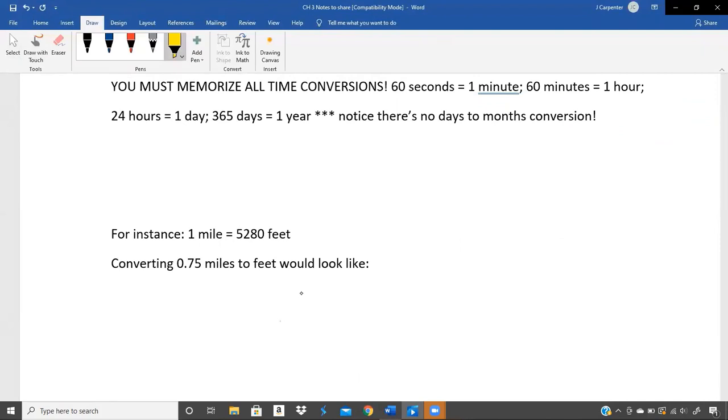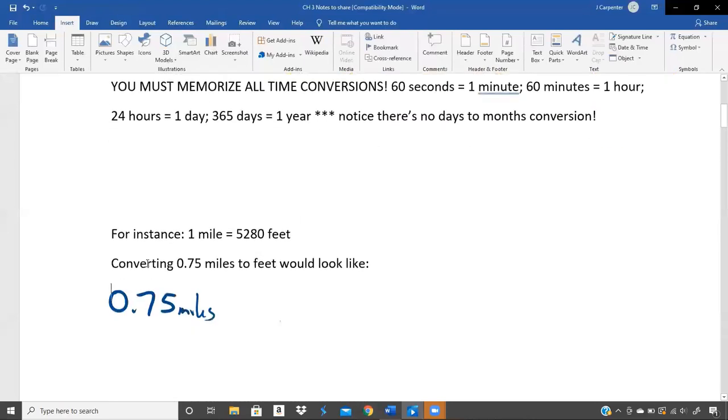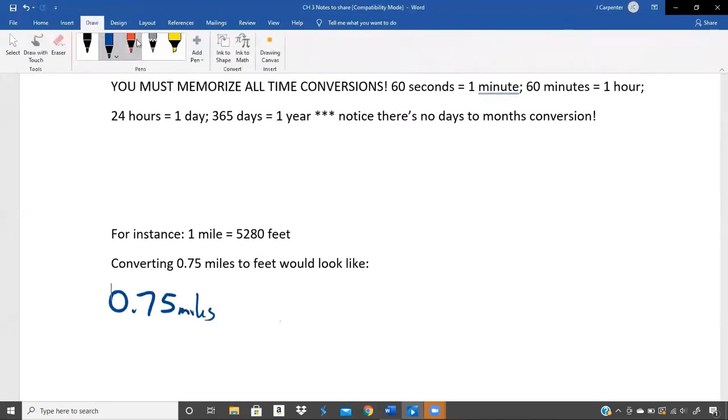So to convert 0.75 miles to feet, sure, you could do it as a proportion. I'm not going to show you that because, well, I will, but let's do it this way first. You start with your highlighter. You start with your 0.75 miles. So this is our original value. That's what we start with. The process is you start with your original value with its units in the proper spot. And then we're going to multiply by a fraction. That's dimensional analysis. What do you do with your number in units? Multiply by a fraction.